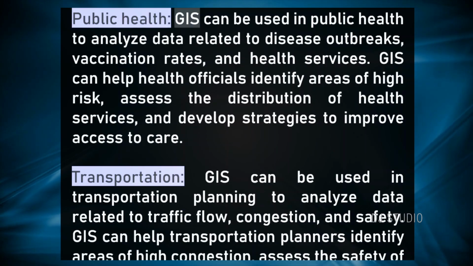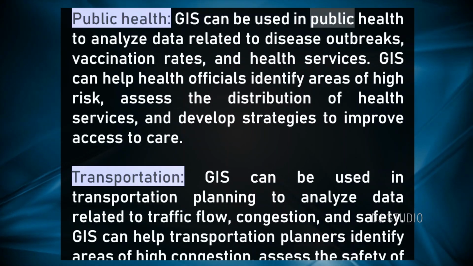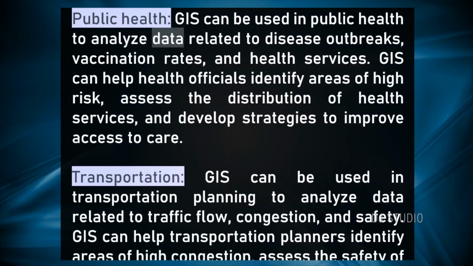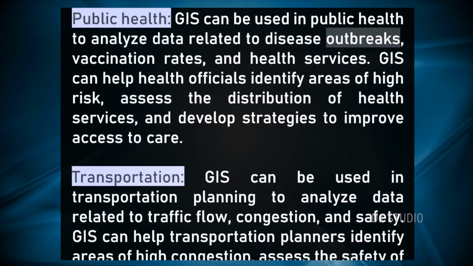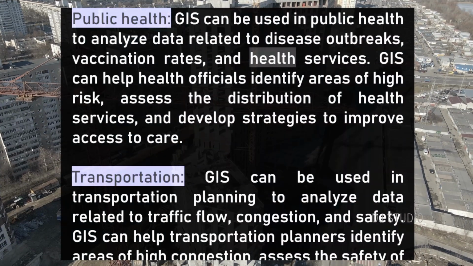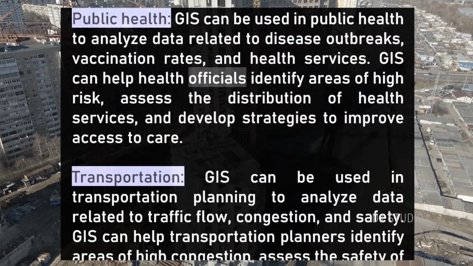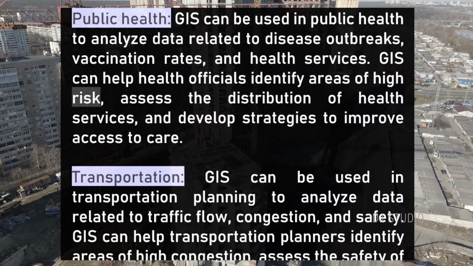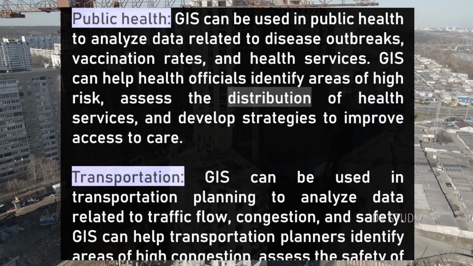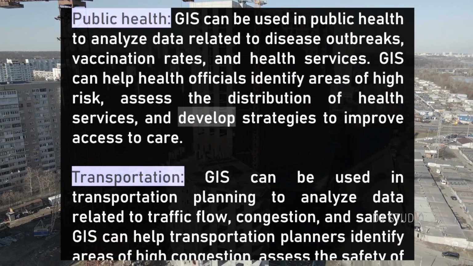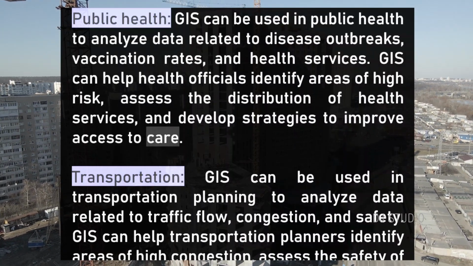Public health. GIS can be used in public health to analyze data related to disease outbreaks, vaccination rates, and health services. GIS can help health officials identify areas of high risk, assess the distribution of health services, and develop strategies to improve access to care.